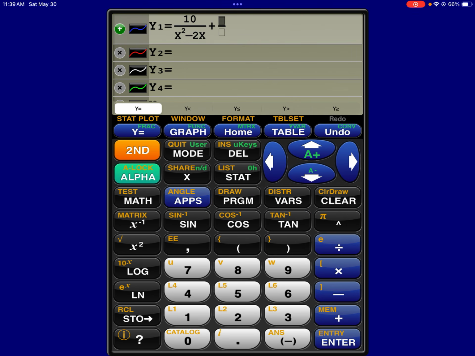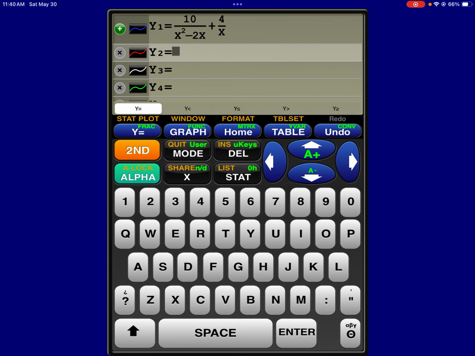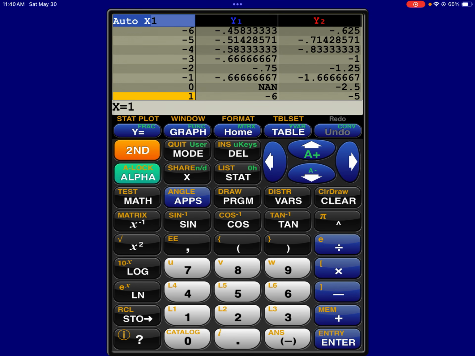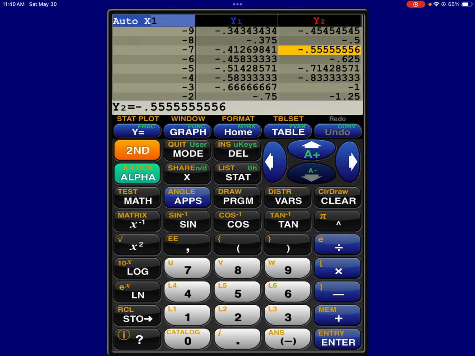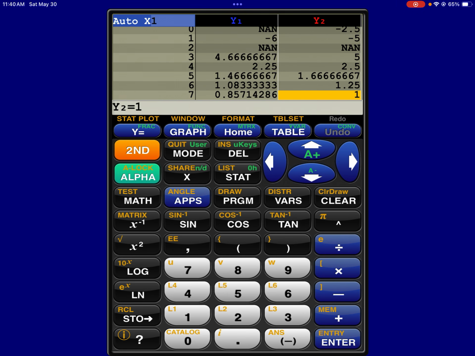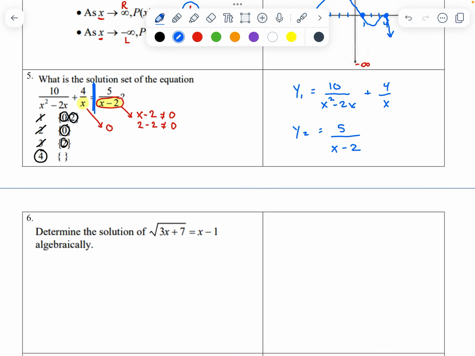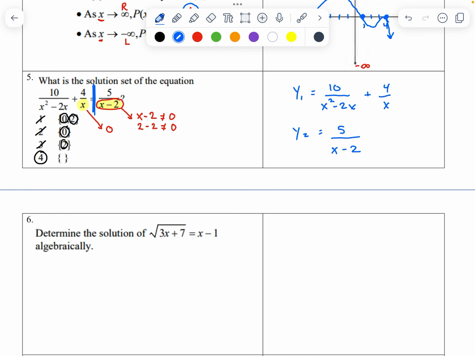Okay, so this is my left side. And that's my right side. And when I go to my table, I'm looking for anywhere where the y's are the same. And if I look very carefully, none of them are the same, which is why there is no solution. Okay? All right, moving on.